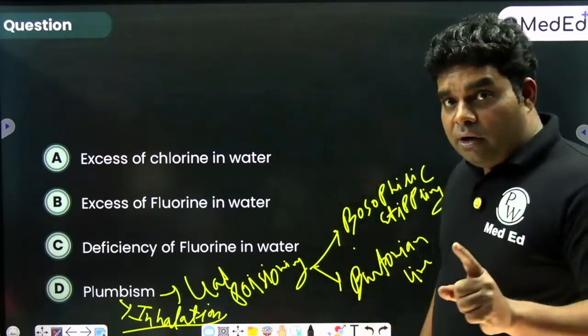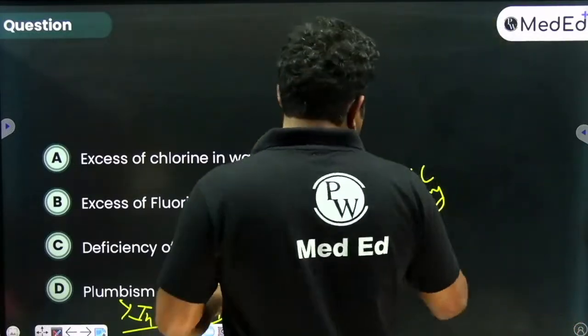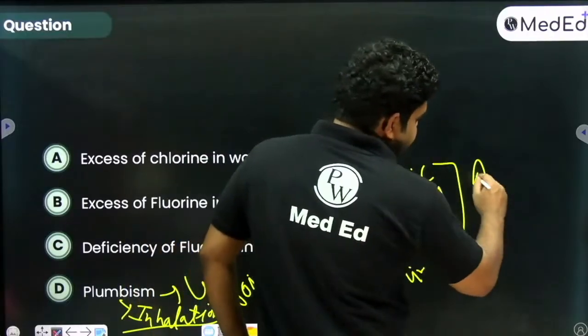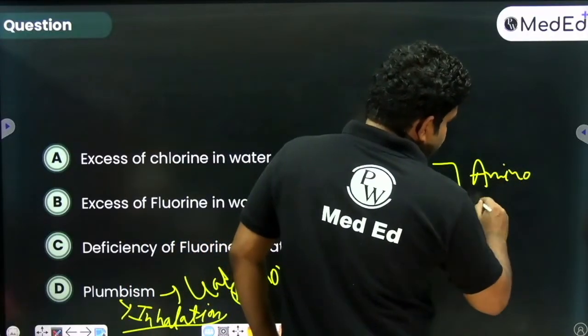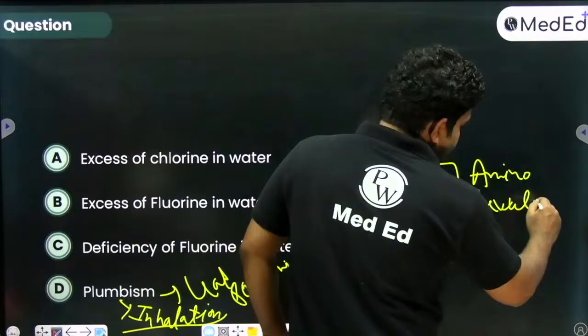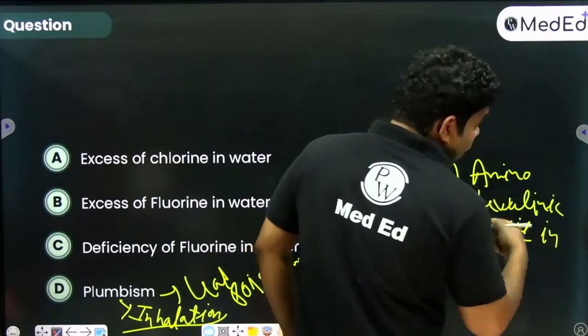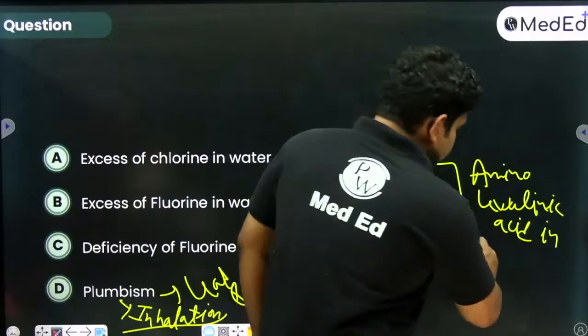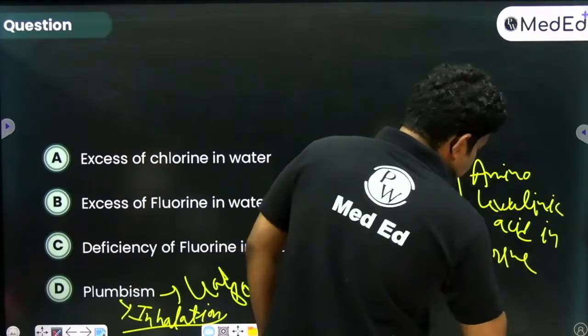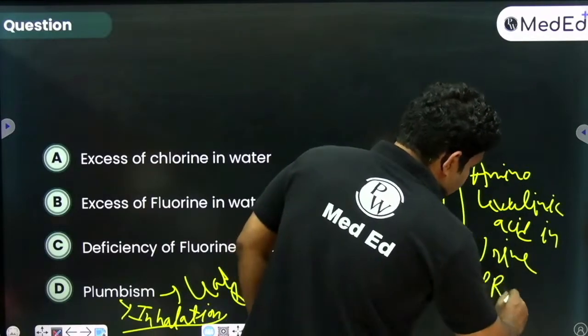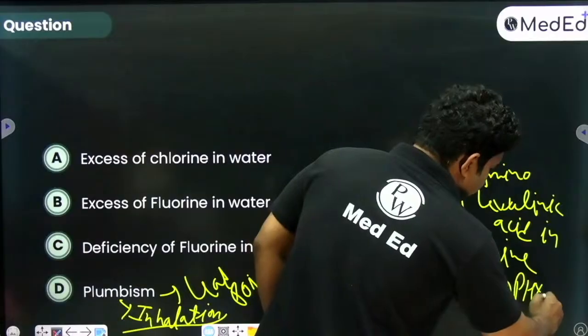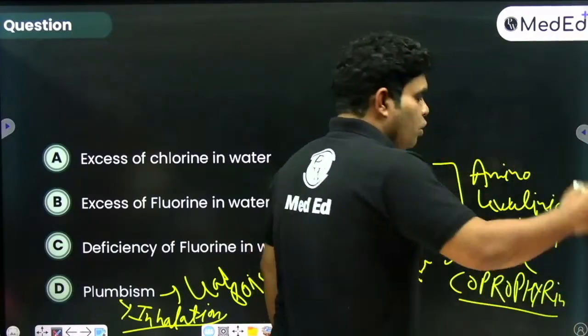And in the urine of the patient, if you find aminolevulinic acid or coproporphyrin, this is suggestive of plumbism. These two things, if you find in urine, this is suggestive of plumbism, coproporphyrin or aminolevulinic acid.